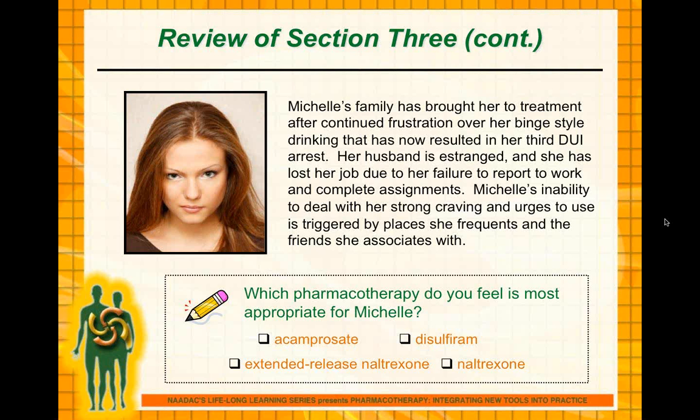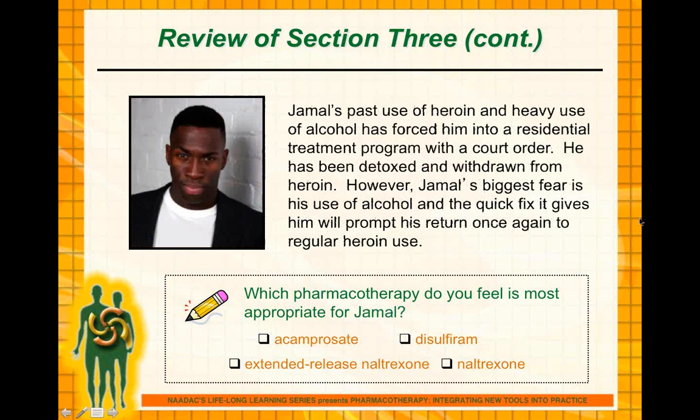So moving on, let's talk about Jamal. Jamal's past use of heroin and heavy use of alcohol has forced him into a residential treatment center with a court order. He's been detoxed and withdrawn from heroin. However, Jamal's biggest fear is his use of alcohol, and the quick fix it gives him will prompt his return once again to regular heroin use. So let's see what medication you feel is most appropriate for Jamal.